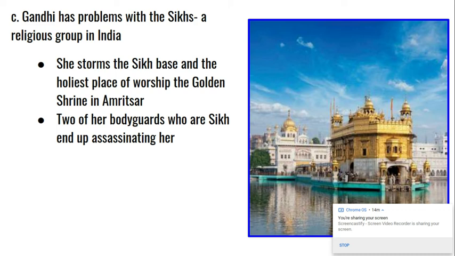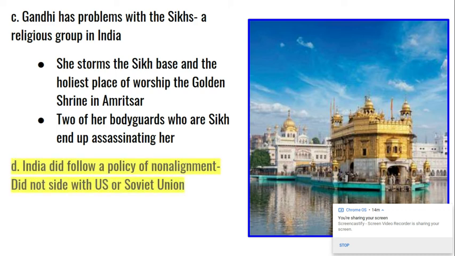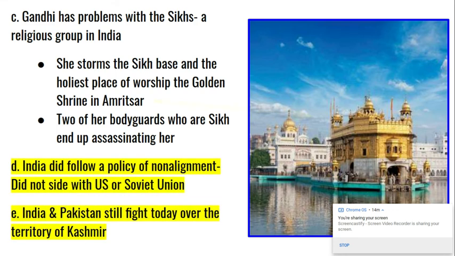So Gandhi, Nehru's daughter, there's a conflict with the Sikhs, who are a religious minority in India, and she storms the base, and upon storming the Sikh holy place, which is this gold building on the right, 2 of her bodyguards mutiny and they kill her. They assassinate Gandhi. So a lot of interesting assassinations in the development of modern India as they try to create themselves as their own independent country.